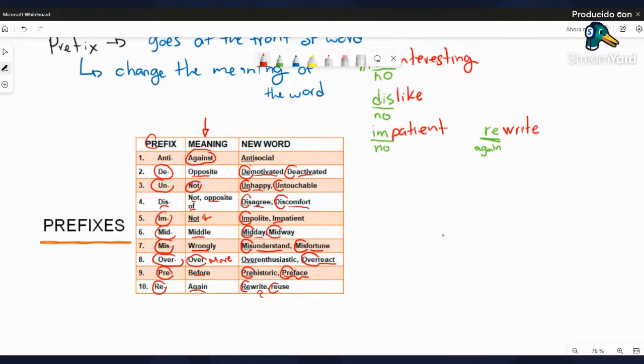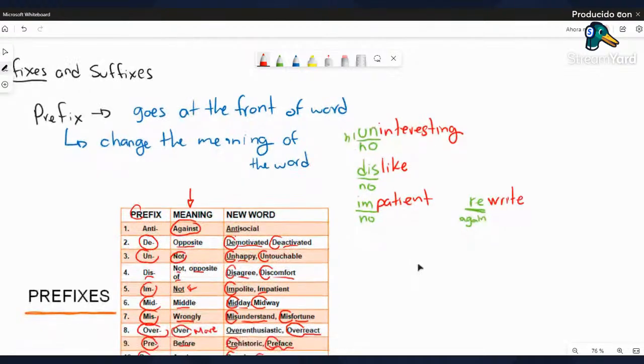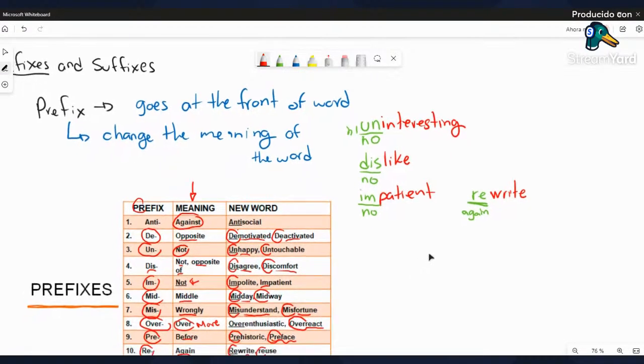Now let's practice the suffixes. We already know that the main function of the prefix, as you can see here on top, is that it just goes at the front of a word, before the word, and then changes the meaning. That's the main intention: change the meaning of the word, like interesting, uninteresting, like, dislike, patient, impatient, write and rewrite. You see? So I'm changing the meaning of the word.